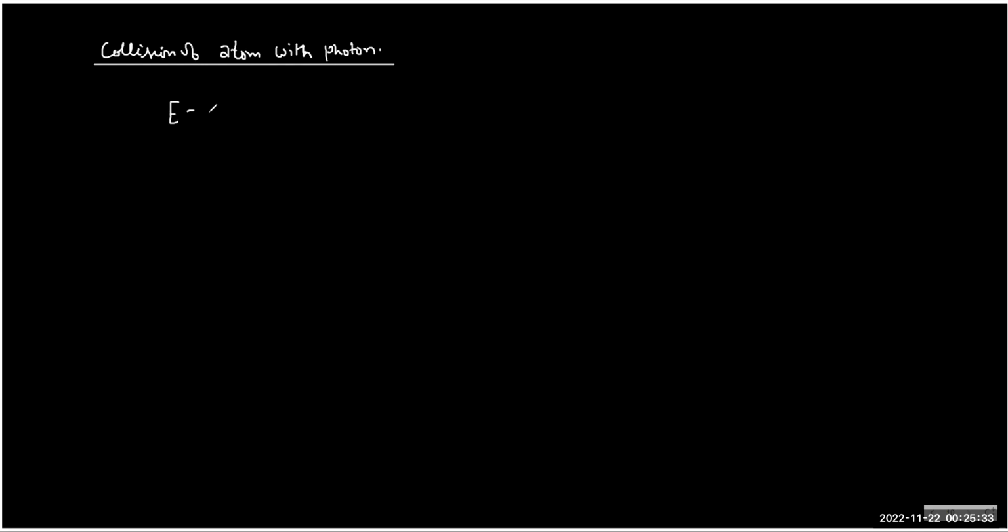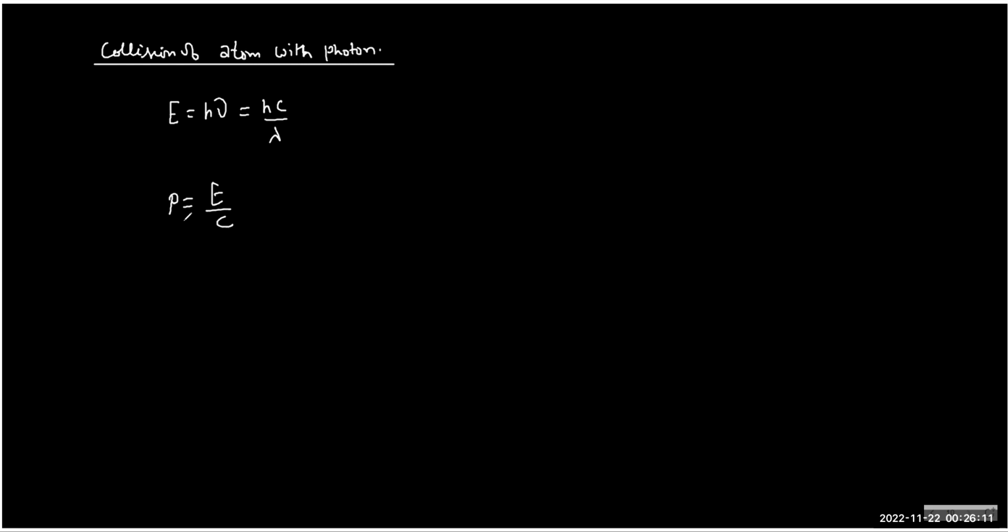So collision of atom with photon. Energy we can attach for a photon, h nu or hc by lambda, correct? And momentum of any EM wave we write as energy upon speed of light. Momentum is also associated with any massless particle. So photon will have zero rest mass. When I say massless, it means we are talking about the rest mass.